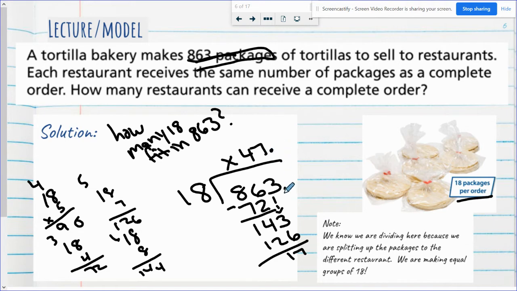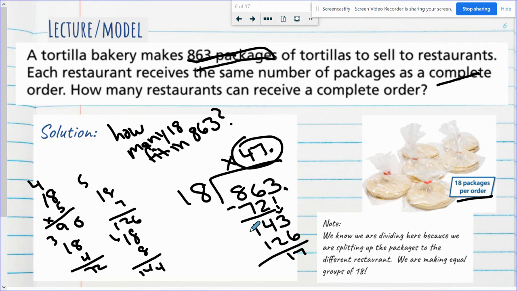We normally would continue our problem, but we don't need to, because since there's a remainder, it is asking how many complete packages. So we know that 47 complete packages can be made, and then there would be 17 left over.